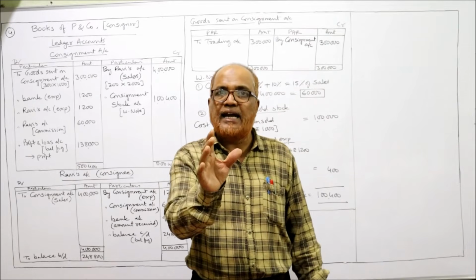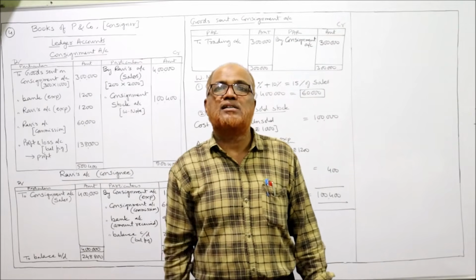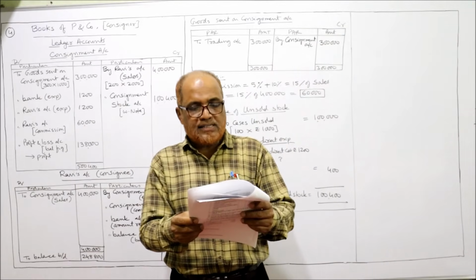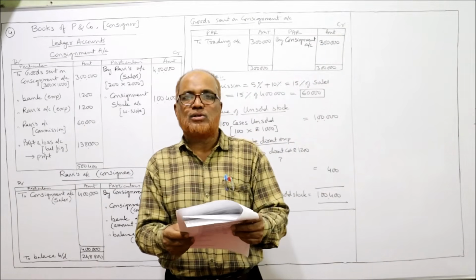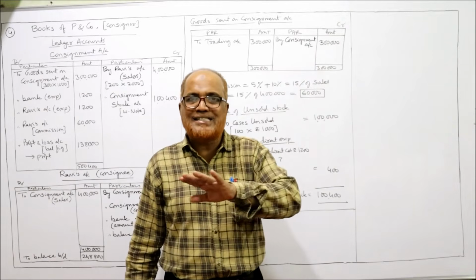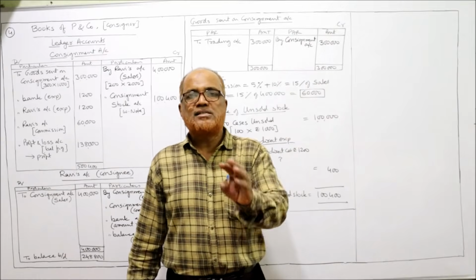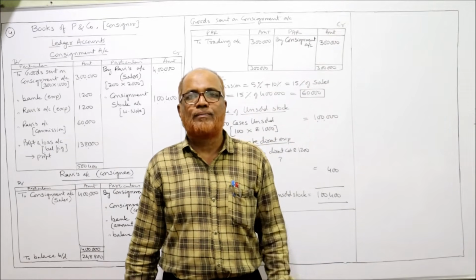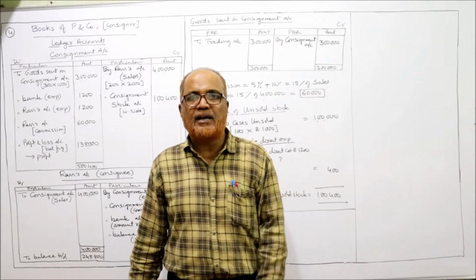So this bad debts entry will come only in the books of the consignee, not in the books of the consignor. Now, he sent a bank draft for 90,000. That means the consignee is not sending the whole amount. He is sending only 90,000 along with this account sales. The remaining amount he will send afterwards.